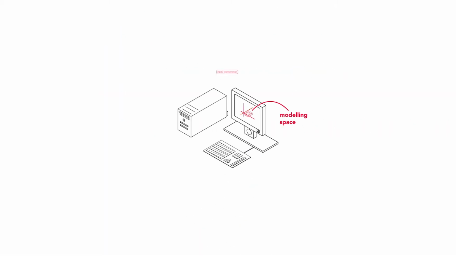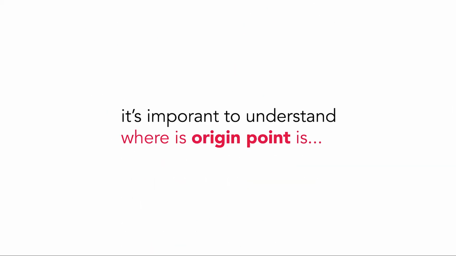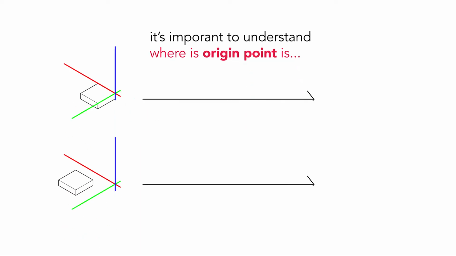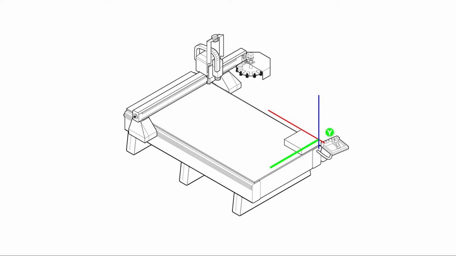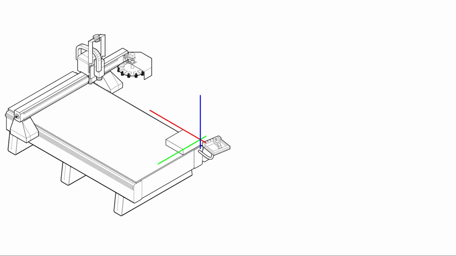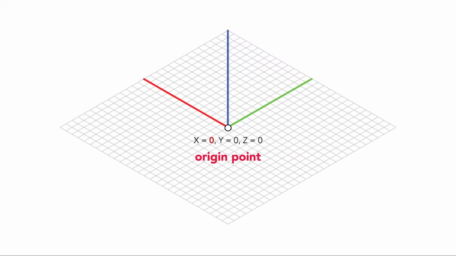When creating your CAD file, you can think of the modeling space as a digital representation of the CNC router's physical bed. It's important to understand where the origin point is in both the modeling space and on the CNC router bed. The y-axis in your modeling space runs along the short side of the CNC router bed. The x-axis runs along the long side of the CNC router bed, and the z-axis runs vertically from the CNC router bed. Where the three axes meet is considered the origin point. It should be the 0, 0, 0 coordinate in your modeling space.